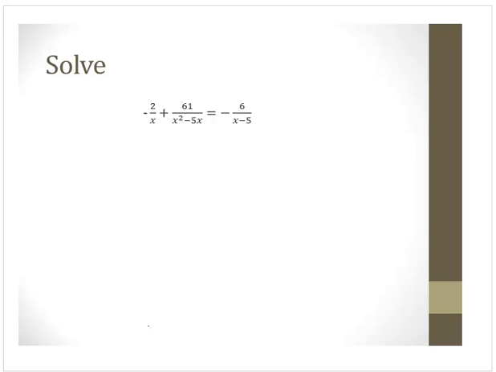Let's see another example. Negative 2 over x plus 61 over x squared minus 5x is equal to negative 6 over x minus 5.